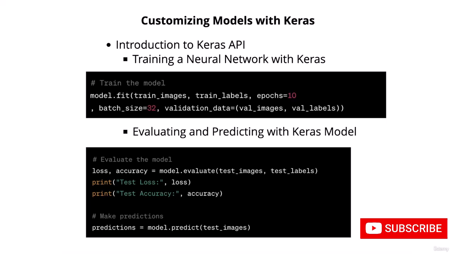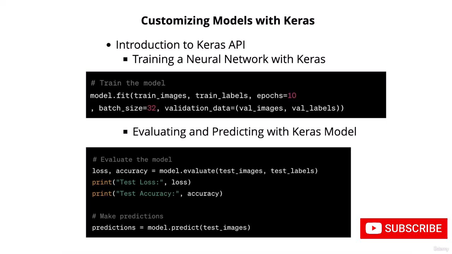Next is evaluating and predicting with a Keras model. After training, you can evaluate the model performance on a separate validation or test data set using the evaluate method. You evaluate the model by giving loss and accuracy equal to model.evaluate, pass the test images and the test labels, and then print test loss as loss and test accuracy as accuracy. It's a tuple that you get back, that's why we have both the variables used together. Then you make predictions by saying predictions equal to model.predict and pass the test images.